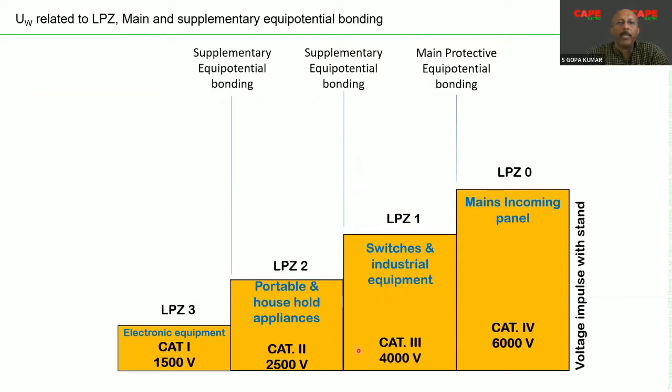The most important point is the voltage impulse withstanding capacity. Every electrical apparatus is able to withstand a certain voltage. Its insulation is limited and the equipment cannot withstand a high voltage, for example 10 kV, 20 kV. That is not possible. So the maximum is shown here.